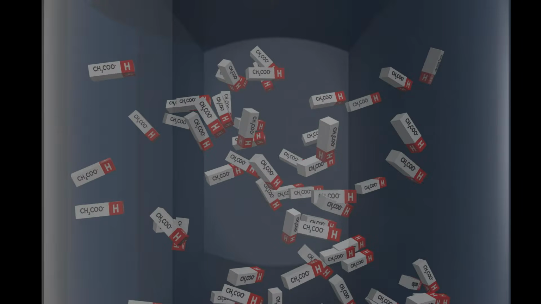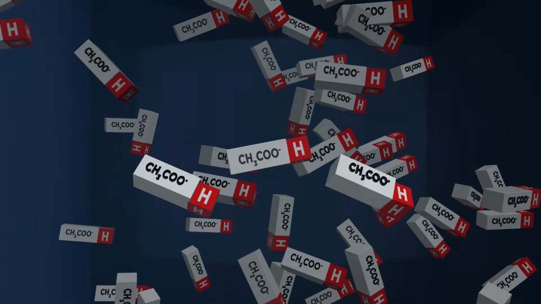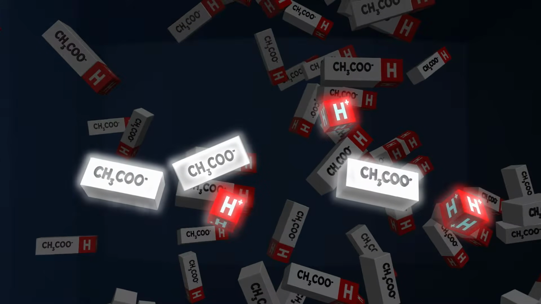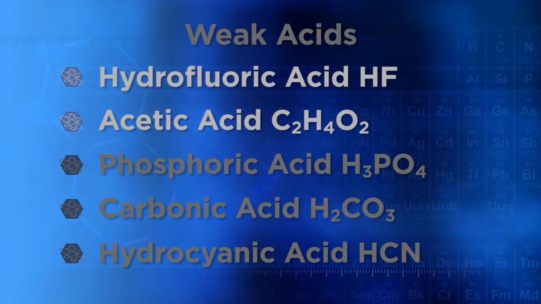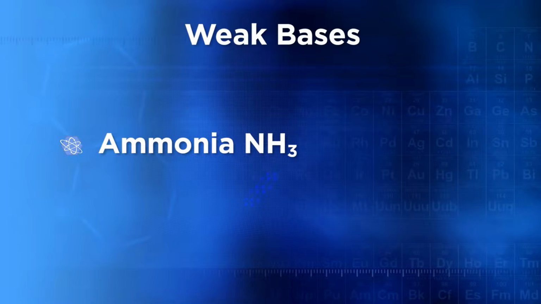A weak acid or base is one that does not completely ionize in solution. Therefore, weak acids and bases are known as weak electrolytes. If 100 acetic acid molecules were dropped into water, only 3 molecules would separate into 3 H+ and 3 C2H3O2-, or acetate. The remaining 97 acetic acid molecules would remain as acetic acid. Examples of weak acids are hydrofluoric, acetic, phosphoric, carbonic, and hydrocyanic. The most common weak base is ammonia, NH3.